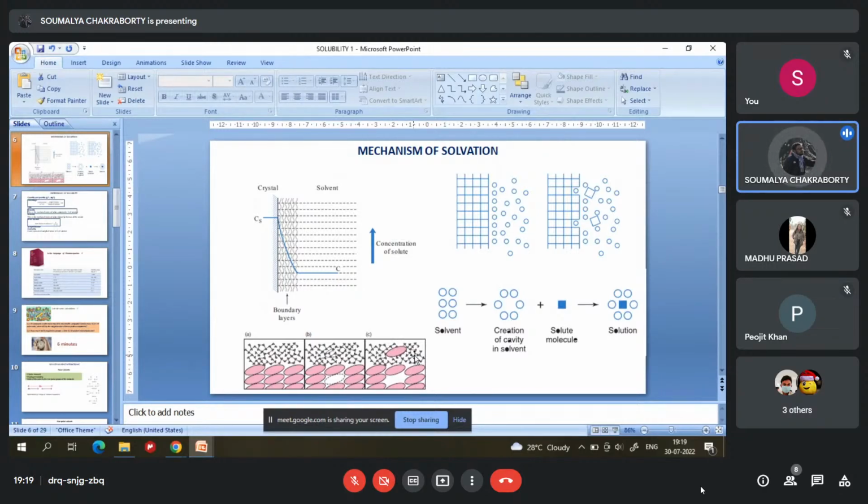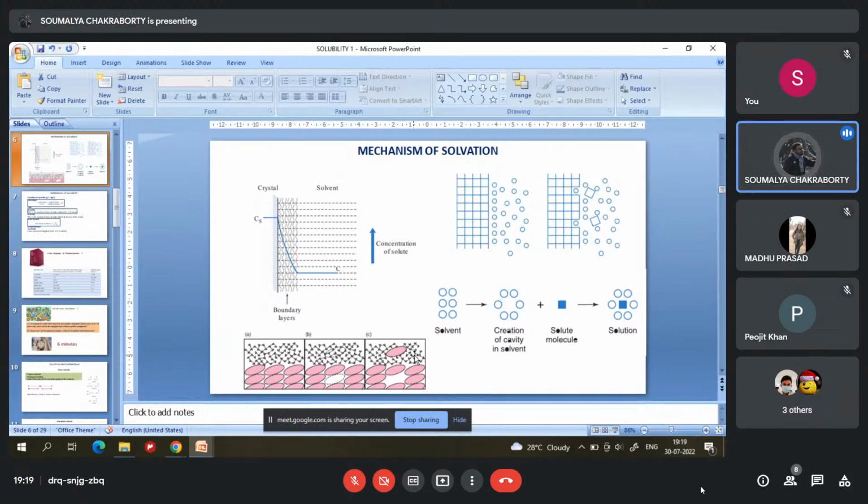So for solvation, a particular equilibrium is very important. For example, if your solvent molecules are A and your solute molecules are B, there are three kinds of acting forces in the whole scenario: one is AA, one is BB, one is AB. AA and BB are known as cohesive forces of interaction, and AB, the attraction force between the solvent and solute molecule, is known as the adhesive force of interaction.